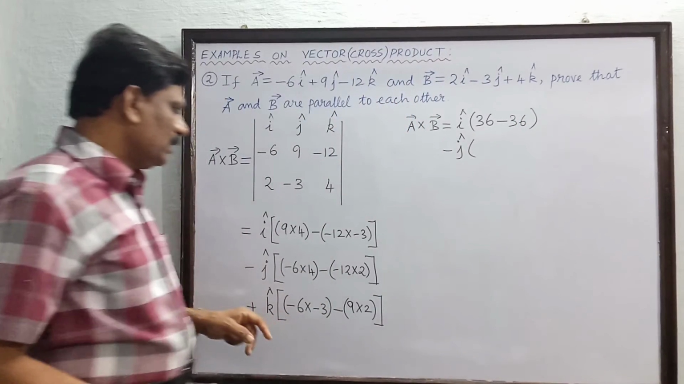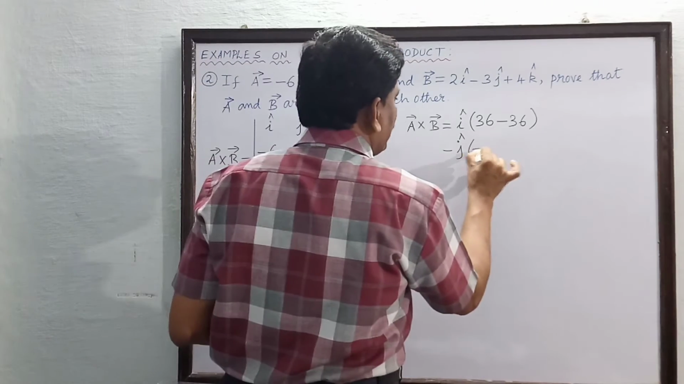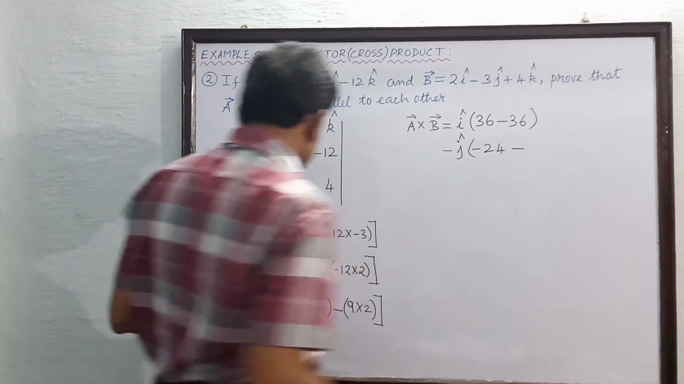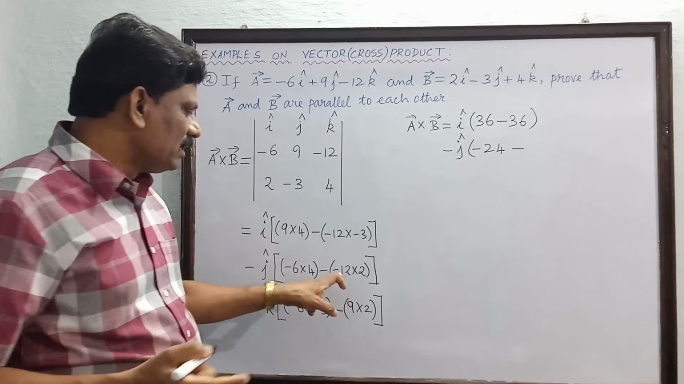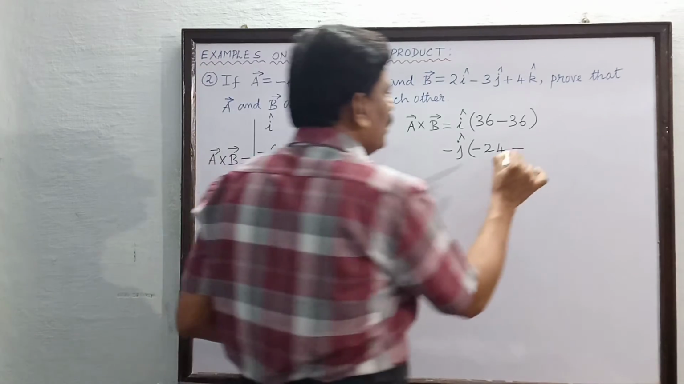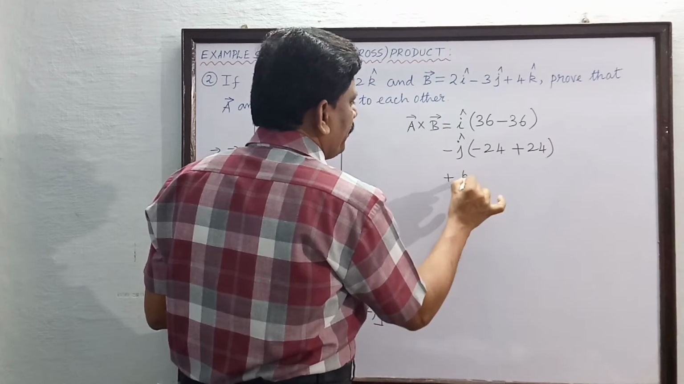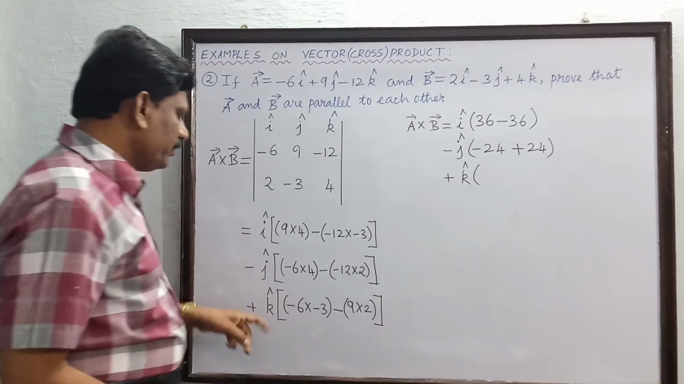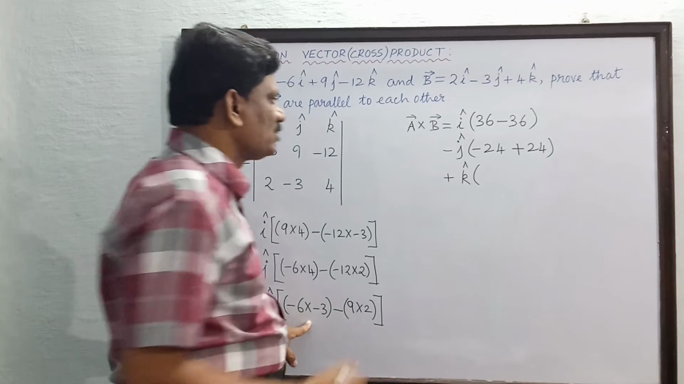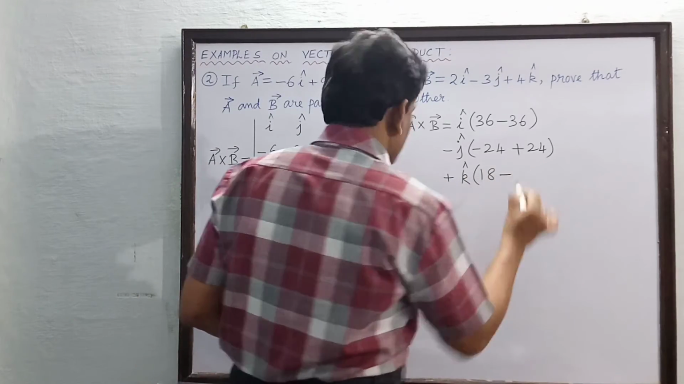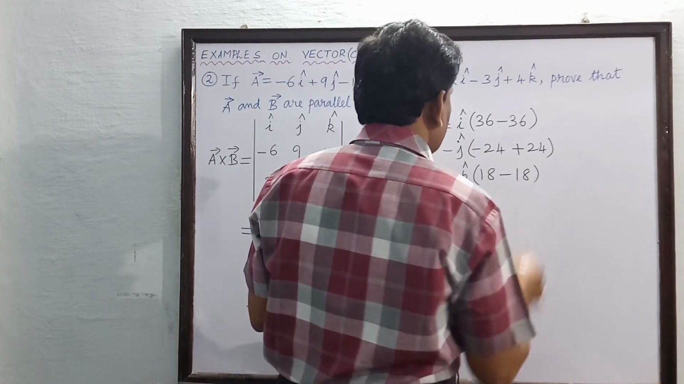Minus j cap. So 6 4s are 24, but there is a minus sign, so I will write minus 24. Minus, inside is minus 12 2s are minus 24. This minus into minus will be plus 24. Plus k cap. Now you see here, minus 6 into minus 3: 6 3s are 18, minus into minus is plus, so this will become plus 18. Minus 9 2s are also 18. So 18 minus 18.